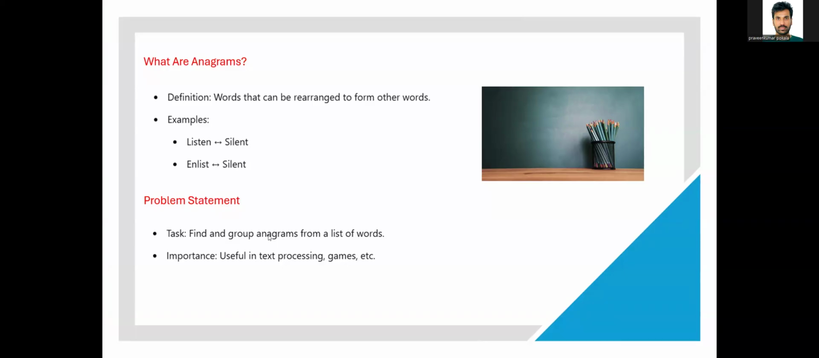First, let's define what anagrams are. Anagrams are words that can be rearranged to form other words. For instance, listen can be rearranged to silent and vice versa. Understanding this concept is crucial for our implementation.